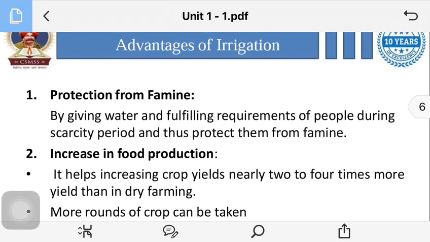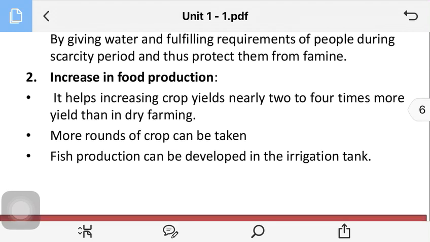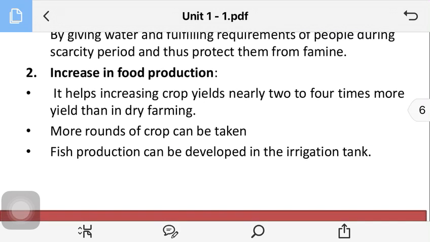Then, what are the advantages of irrigation? First is protection from famine, by giving water and fulfilling the requirements of people during the scarcity period, and thus protecting them from famine. Next, increase in food production. It helps increase crop yield nearly 2 to 4 times more than in dry farming. Next, more rounds of crops can be taken. Fish production can be developed in irrigation tanks.